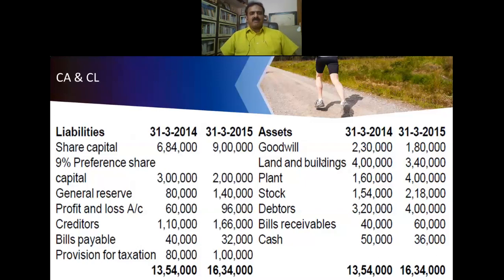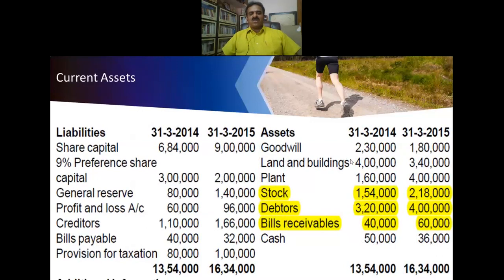In case of a balance sheet of liabilities and assets, the current assets are stock, debtors, bills receivable and cash. These are the four current assets available in this balance sheet. Cash is given as 50,000 and 36,000 rupees. This opening balance of cash will be added back to all activities at the end.